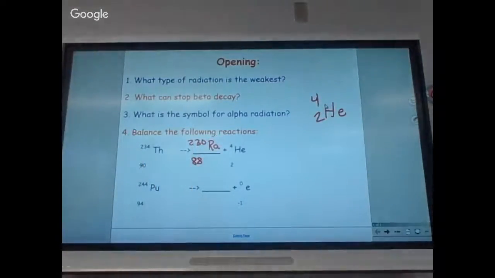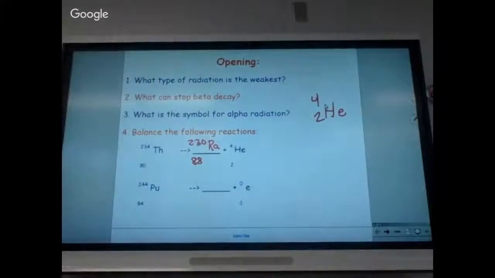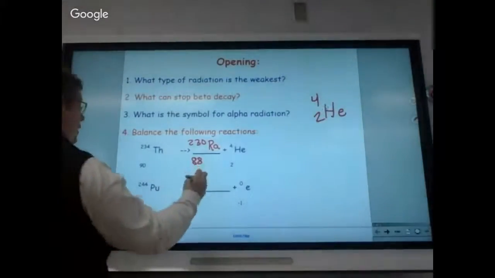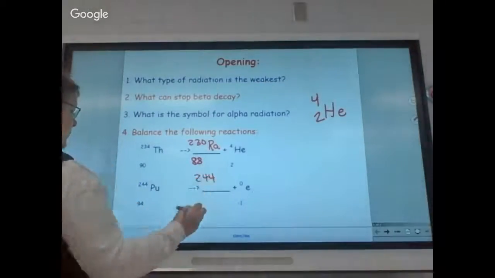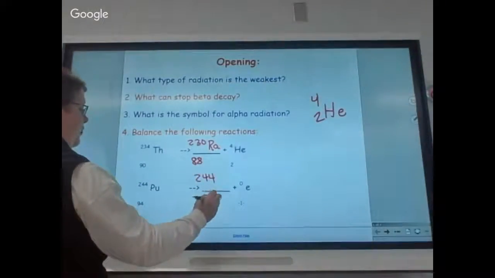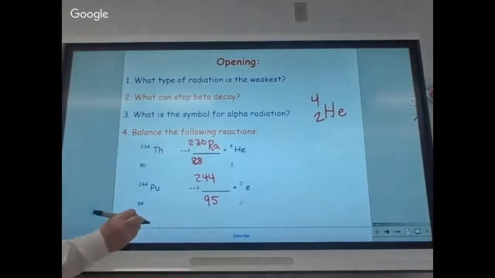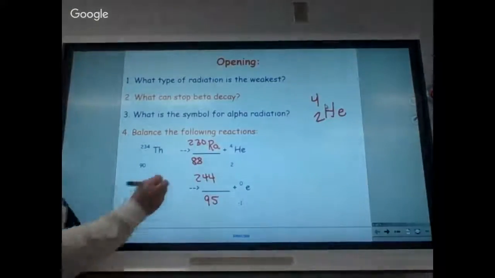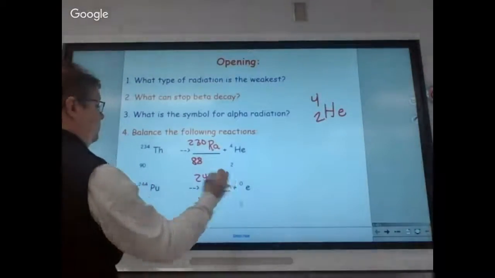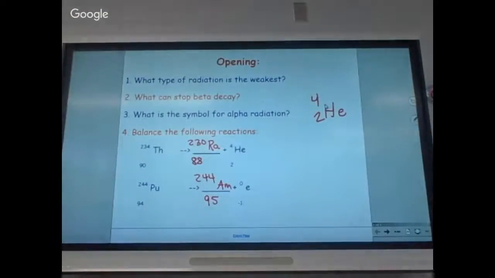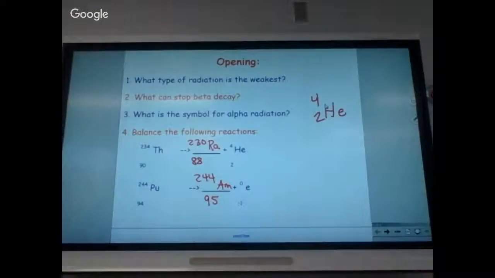Okay, and for the second one, what atomic mass do I need? 244. All right, and on the bottom, I need 95. And what element would that be? Who? Am. Okay, everybody good with us? I thought it said 220.